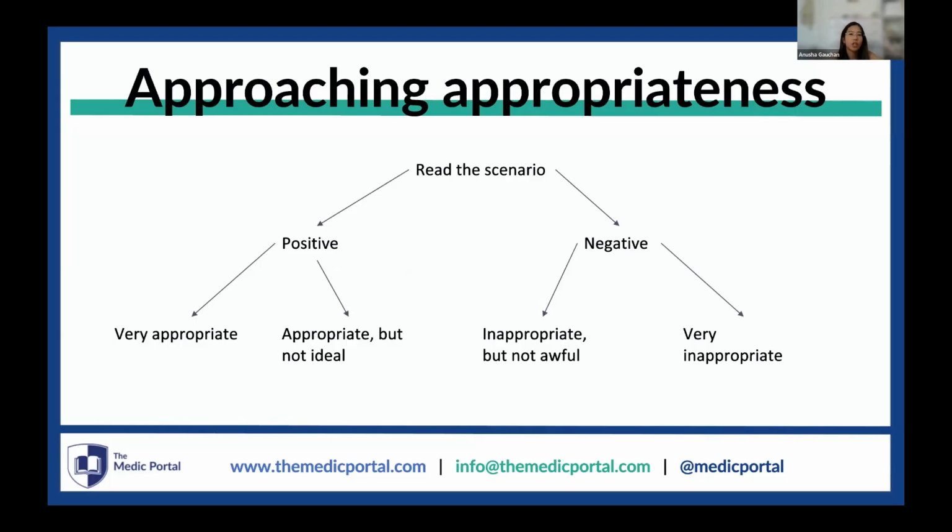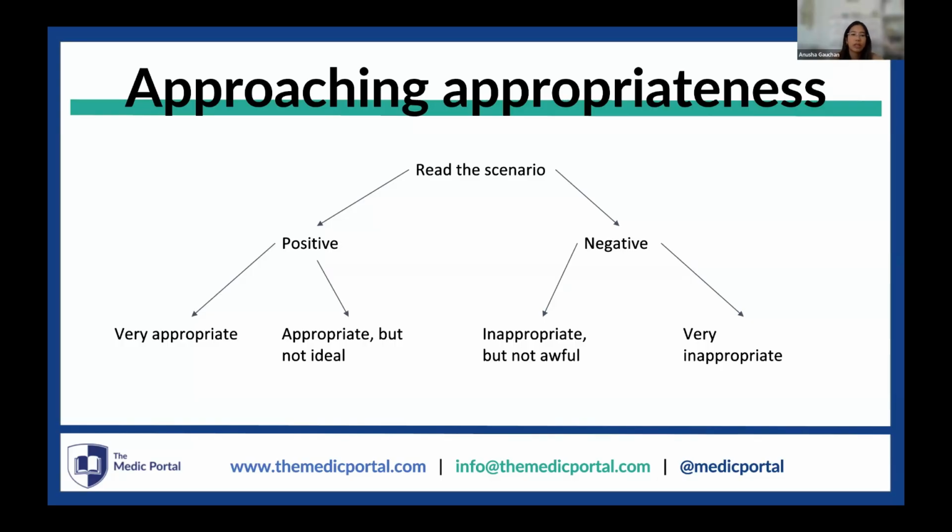So in terms of approaching questions about appropriateness, first things first is to read the scenario. Then what you want to do is figure out, is the action in response to the scenario actually a positive or a negative approach? And then sometimes it's a bit of both. Then you can think about what that makes the answer.